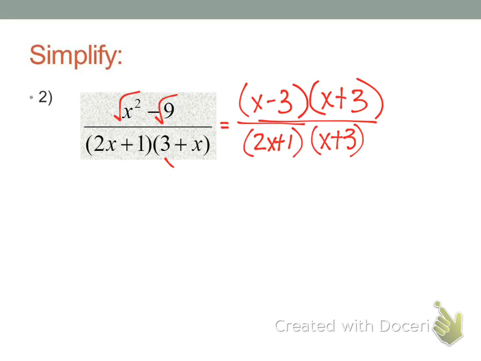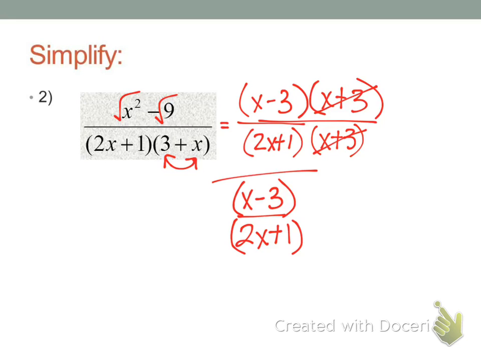So all I'm doing is rearranging the x plus 3. I really didn't change it. I just rearranged it. And now what do we notice? What's a common factor? X plus 3. The whole set of parentheses matches top and bottom, so it can cancel out. So what are we left with? X minus 3 over 2x plus 1. Again, if you want to leave them in their parentheses to know that they're stuck together, you can do that. Questions about 2?